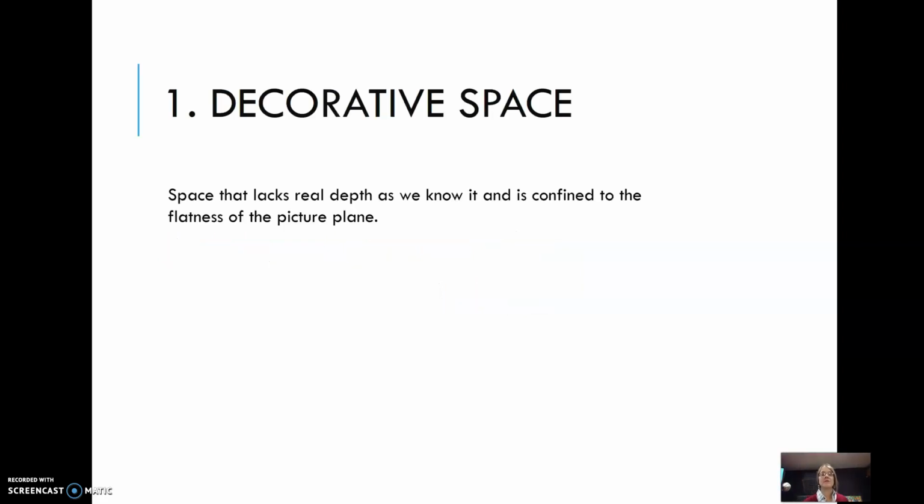Okay, number one, decorative space. Decorative space is space that lacks real depth as we know it and is confined to the flatness of the picture plane. Now remember, the picture plane is, this is a sheet of paper I'm holding up. The picture plane is the space between these four edges. This is the picture plane. This is the only space where you can make the artwork if this is the surface that you are going to draw on, okay?